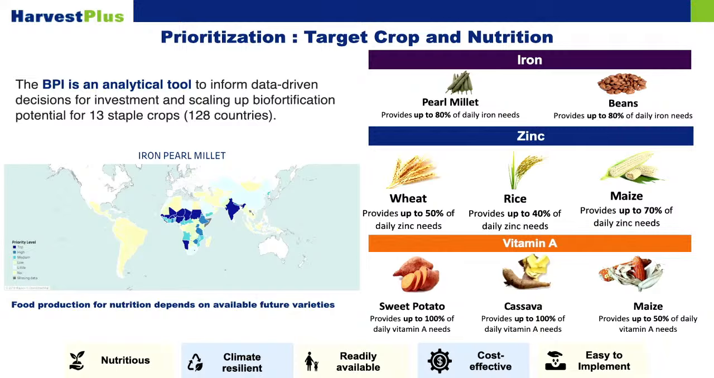One can go to the HarvestPlus website and see the interactive map already built. This is based on 13 staple crops and more than 120 countries, which gives donors and investors, and the researcher, the idea of which crop to invest in or do research on, and where. Therefore, I give one example, pearl millet, which is highly prioritized for iron content, where the countries highly mapped are India and sub-Saharan Africa.